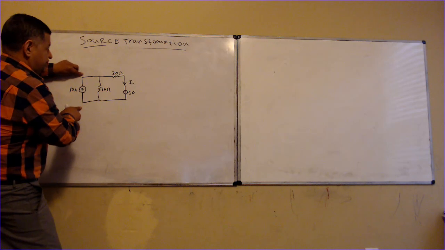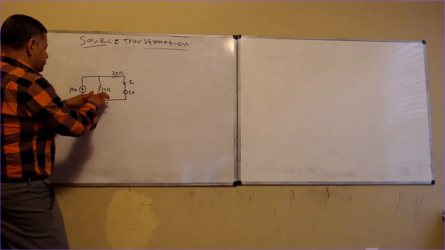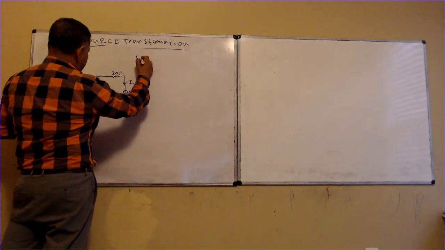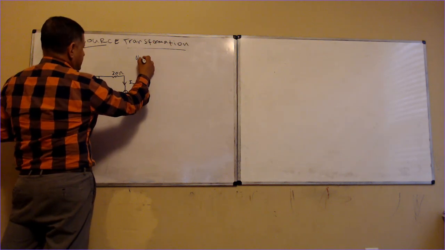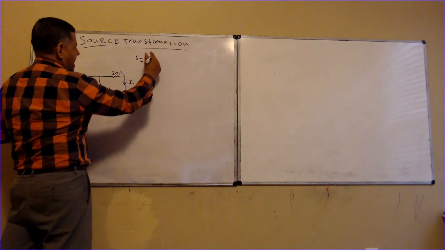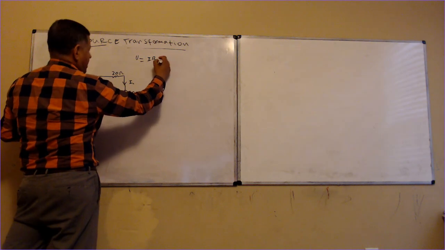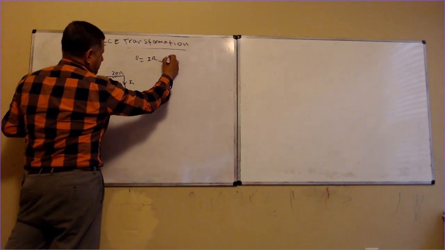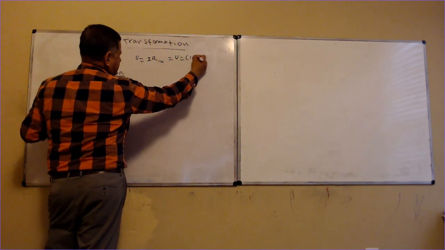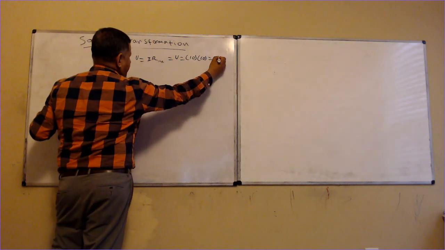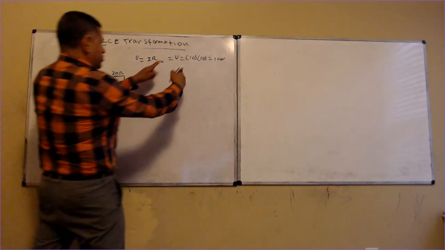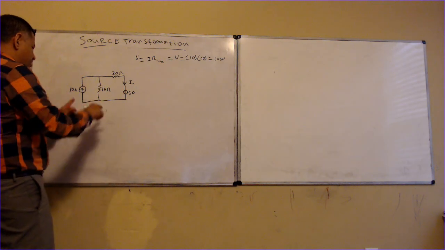Source transformation: I have this resistance in parallel with this current source. So V is equal to IR. V across the 10 ohms is equal to 10 times 10, which is equal to 100 volts. So now I got this transformed, and I transform it to a series circuit.